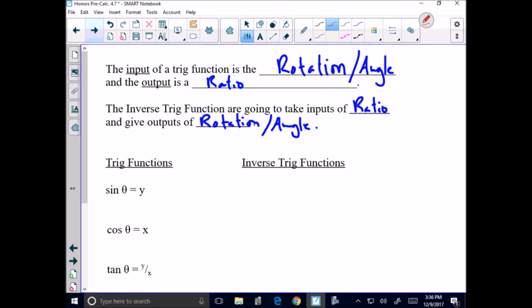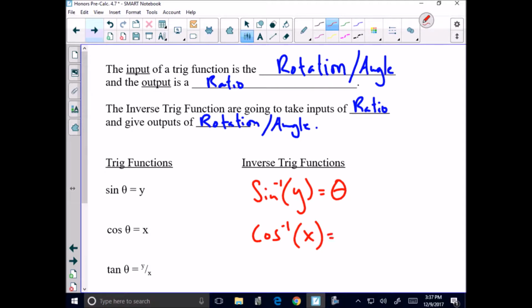The inverse of sine is written as sine to the negative 1, and it's going to take inputs that are ratios. We can consider those ratios to be the y values on the perimeter of the unit circle, and it's going to give us out the rotations where those ratios or that vertical change happens. The inverse of cosine we would write as cosine to the negative 1, and it's going to take ratios, which we can interpret as the x values on the perimeter of the unit circle, or the horizontal change on the perimeter of the unit circle.